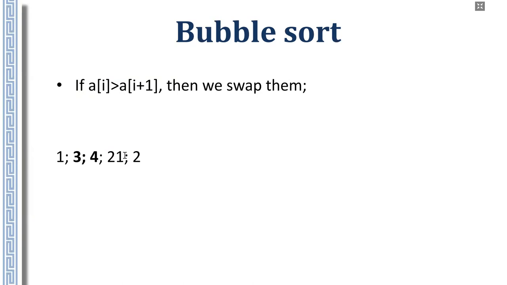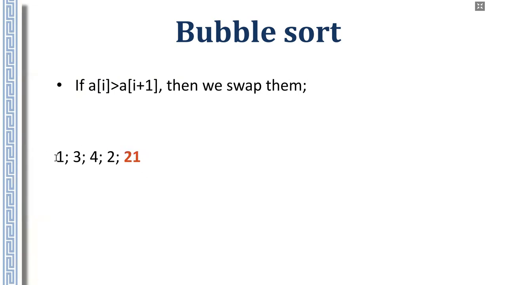We swap them, then these two elements are in the right order, but 21 and 2 are in the wrong order, so we swap them, and so on. If we swap in this way, we can see that the biggest, the maximal element, keeps swapping with its neighbor, and it moves to the end of this array.